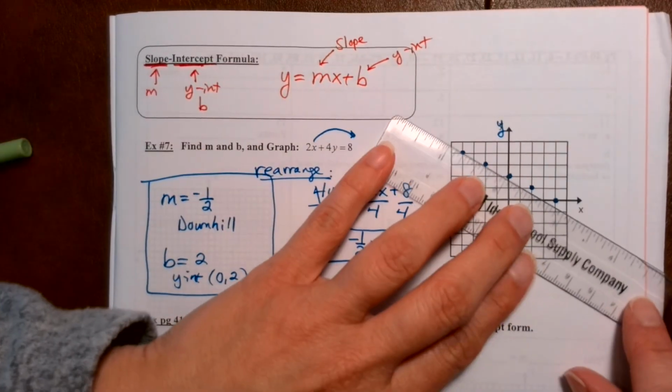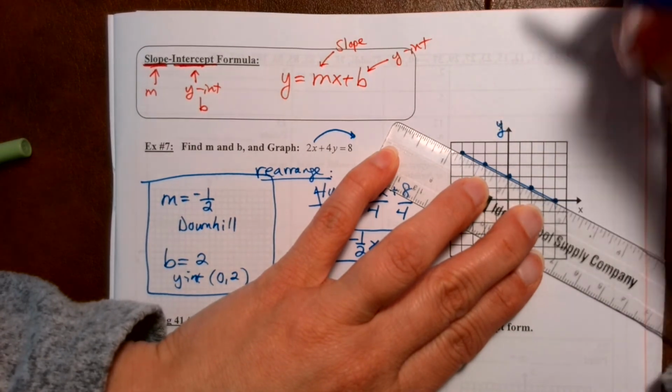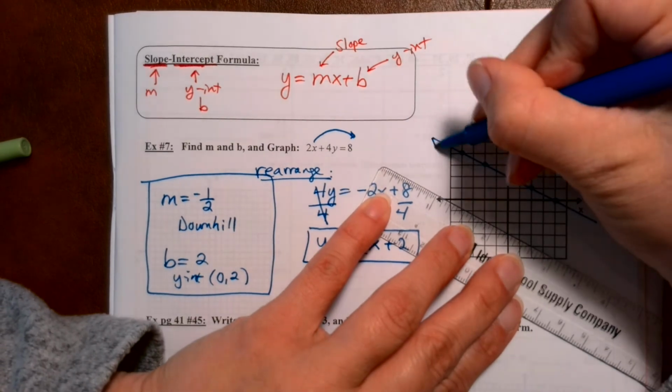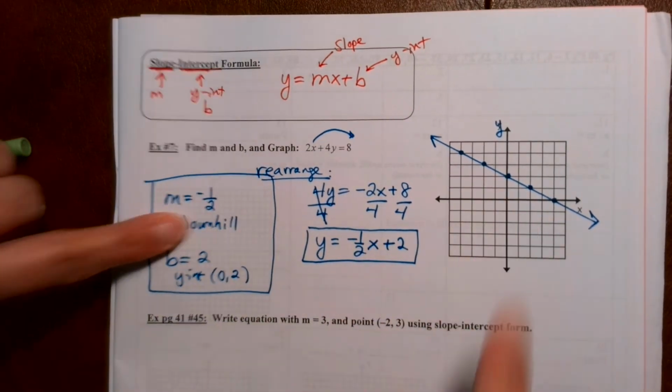run out of space. When you draw this, you don't draw a line segment. What you do is you draw a nice, long, extended line, and you have to put arrows on it. And it did go downhill just like I thought.